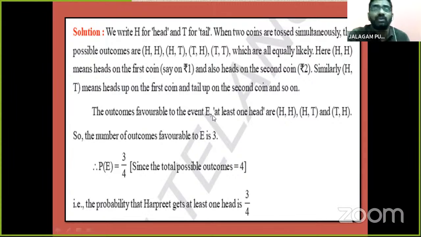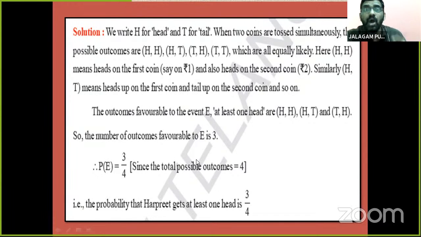Now we find the favorable outcomes, the outcomes favorable to event E, at least one head. Among the 4, one head must be there. HH has 2 heads, HT has one head, TH has one head, TT has no head. So the favorable outcomes are HH, HT and TH.